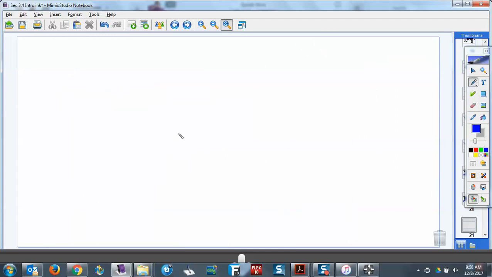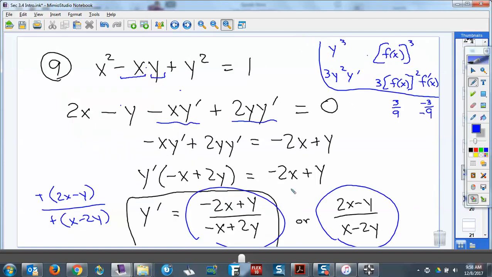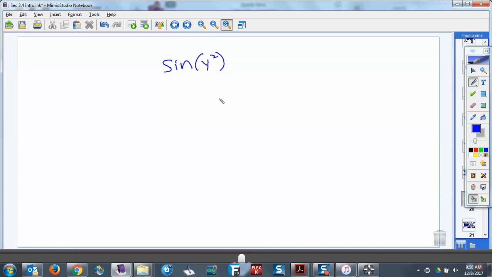All right. What else? Anything else on that page with the implicit? And you can make these up all day long, especially these guys. You know, and you can do a sine of y or an e to the y, right? E to the y, the derivative is e to the y times y prime. Sine of y is cosine of y times y prime, right? What's sine of y squared? What's the derivative of sine of y squared? Cosine y squared, 2y times y prime. Right? Yeah.